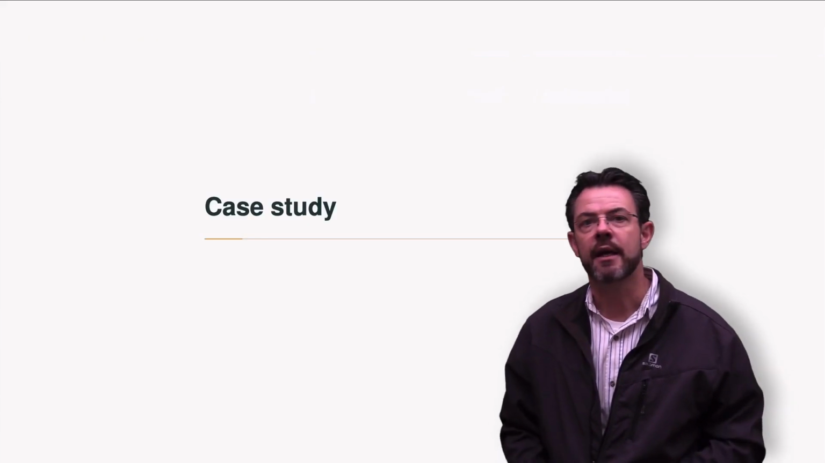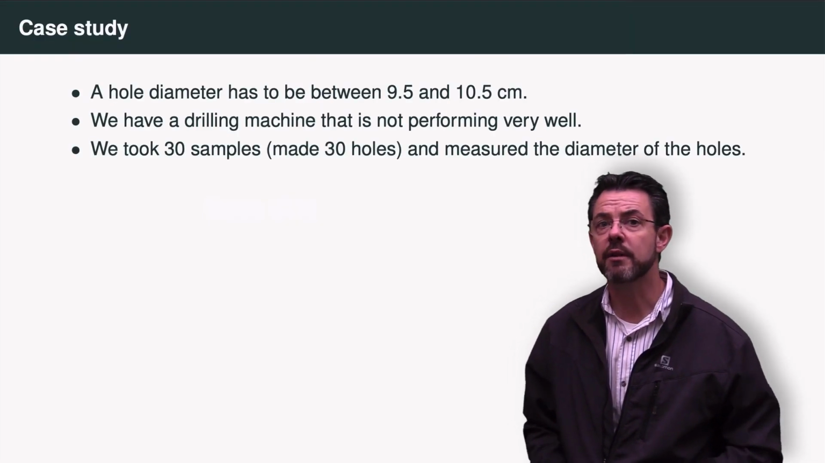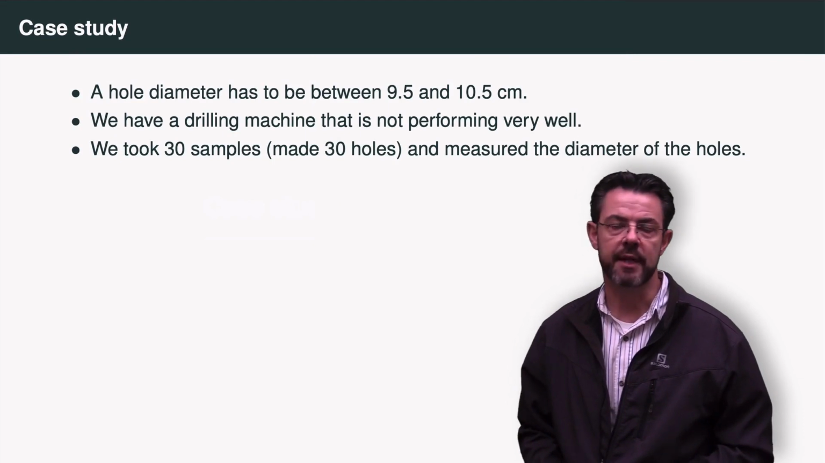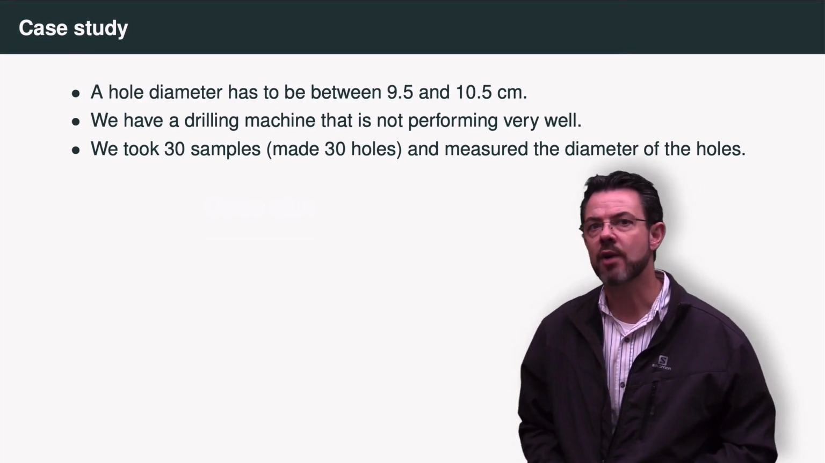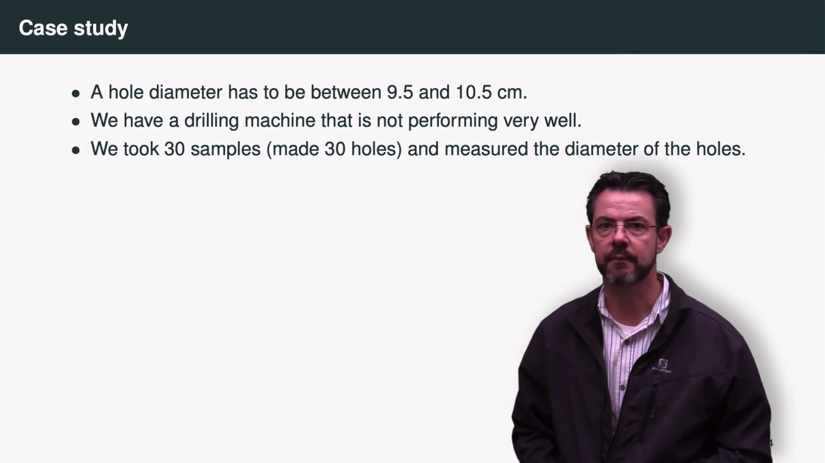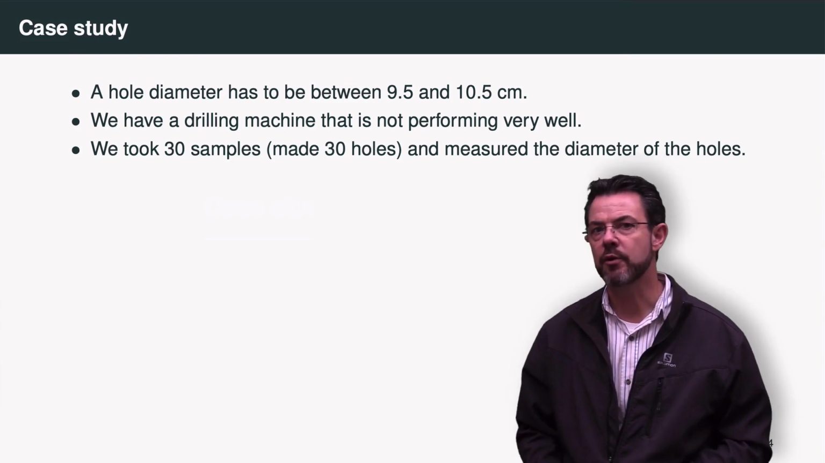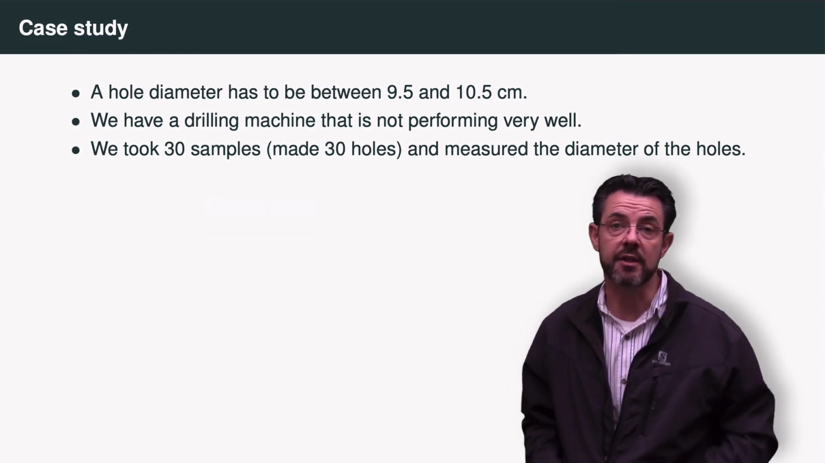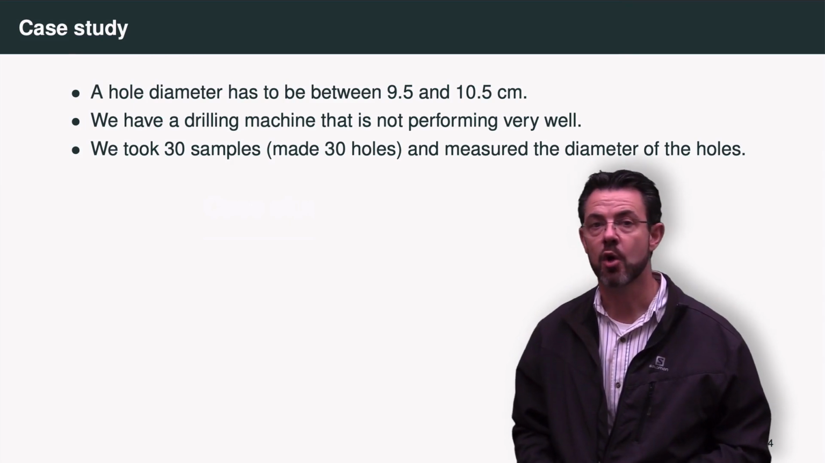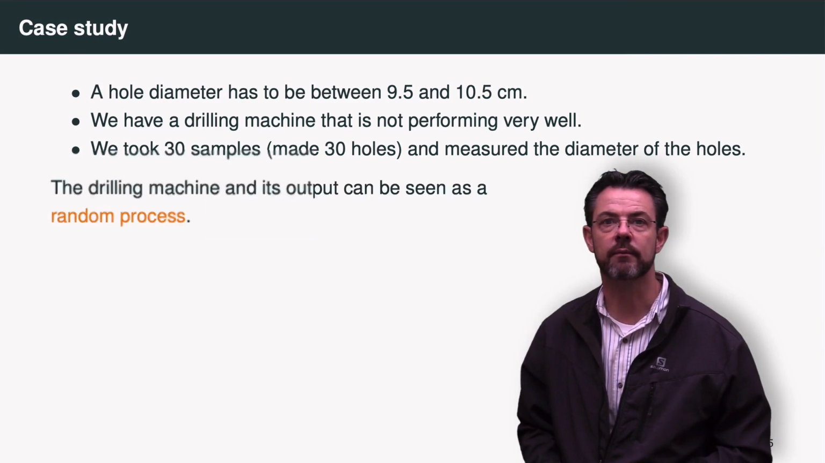The case study, if you followed these lectures, is going to be fairly well known, where we're sitting with a drilling machine, where we drill holes into a piece of material, and these holes have to be within 9.5 to 10.5 centimeters. But this drilling machine is not quite performing as well. So what do we do in our investigation? We take 30 samples. That means we take 30 pieces of material, we drill a hole in each, and we measure the diameter of the hole.